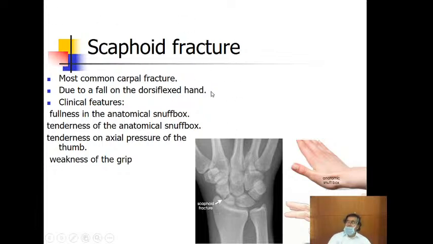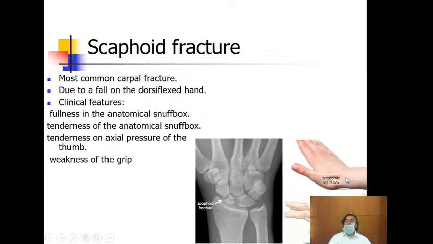Why I am again and again stressing these things is that this helps you in the PG preparation as well. So by one class I am trying to prepare you for UG as well as PG entrance examinations. Okay, so scaphoid is the most common carpal bone to get fractured. And how do you clinically make out that this is a scaphoid fracture? The fullness in the anatomical snuff box.